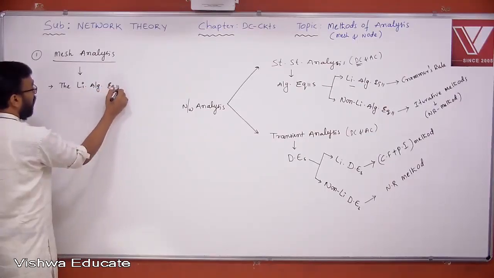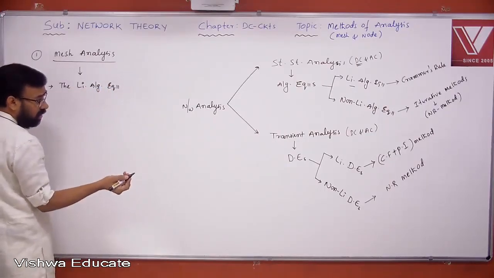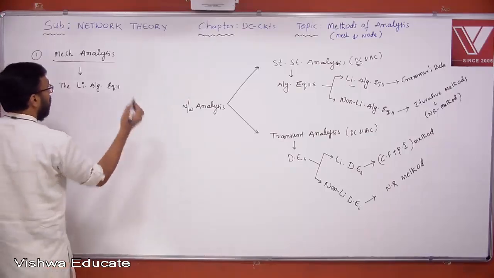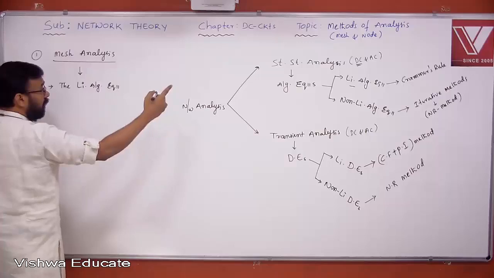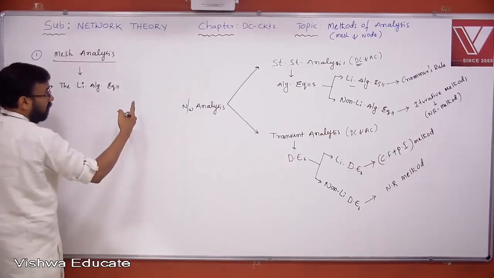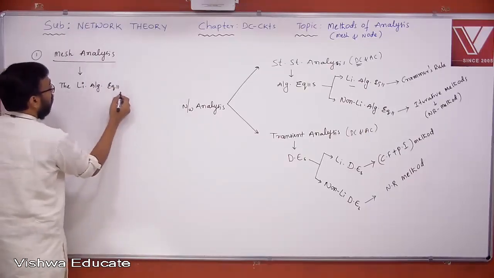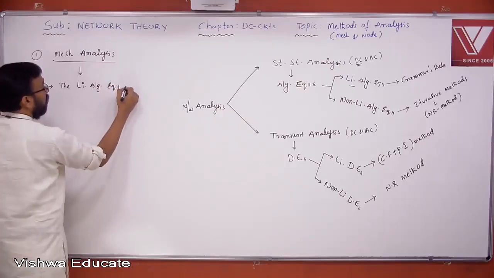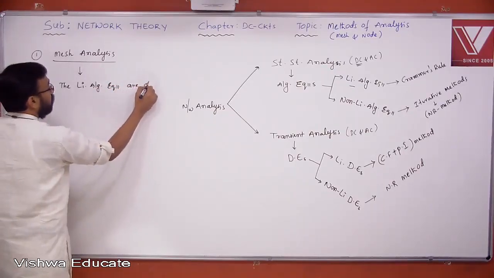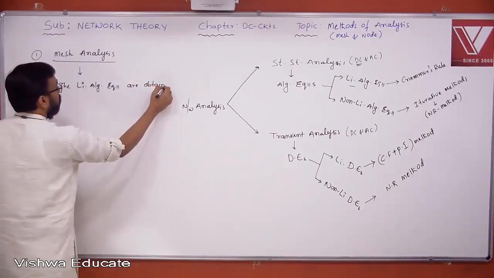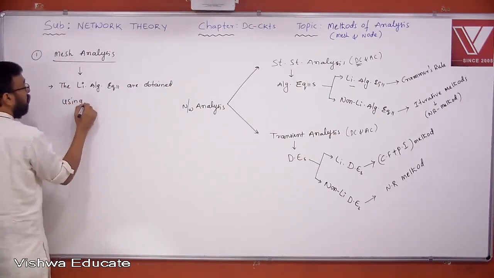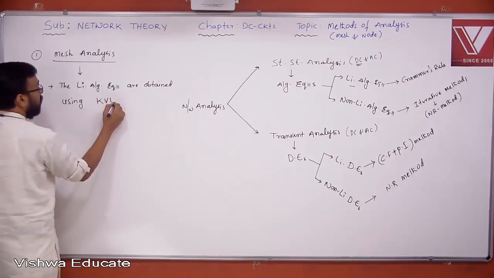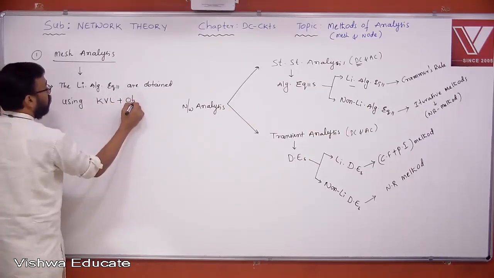Because ultimately what do you want in the analysis? You want the equations, that's it. Because you are dealing with steady state analysis, therefore algebraic equations. And you are dealing with a linear system, therefore linear algebraic equations. So the linear algebraic equations are obtained using KVL, Kirchhoff's voltage law, plus Ohm's law.